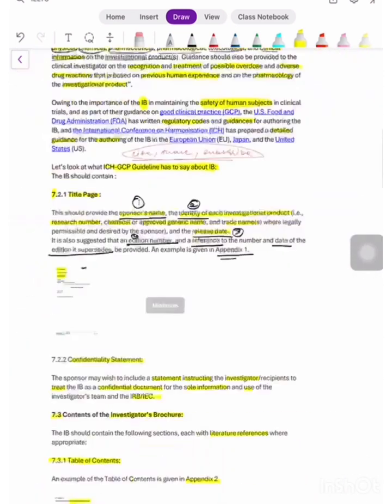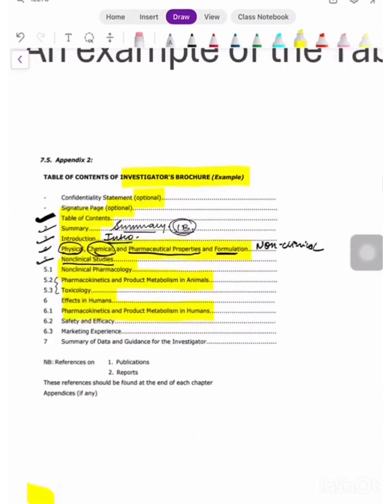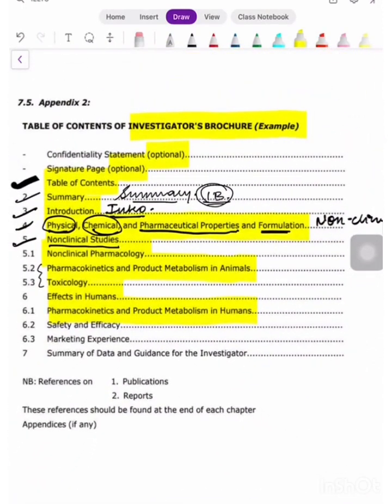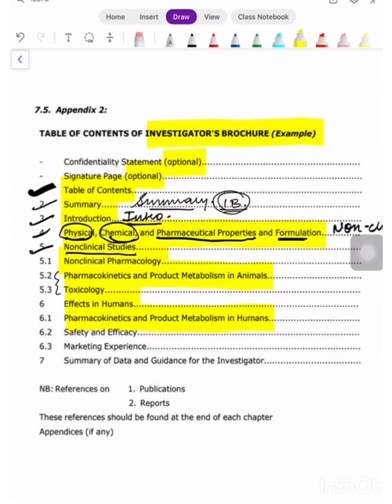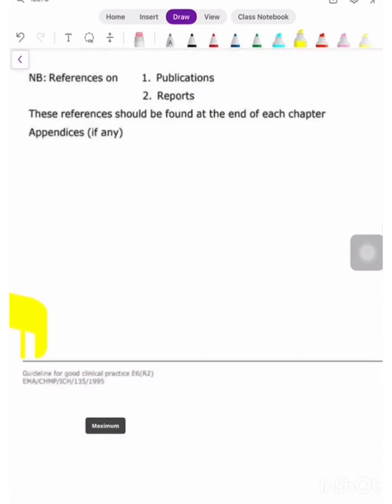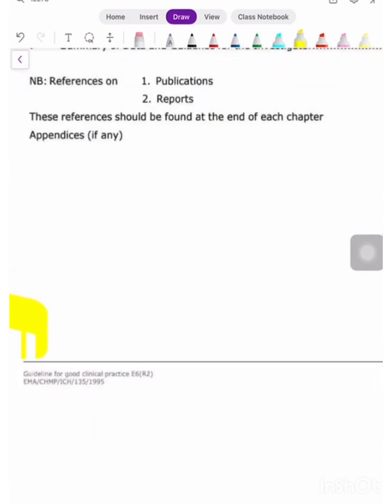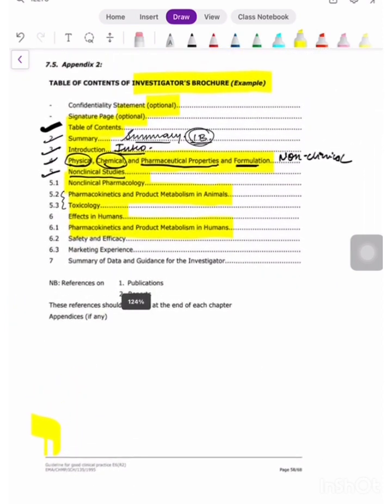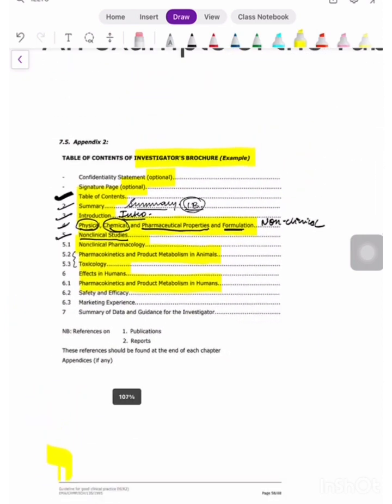So that is what is written here. See, physical, chemical, pharmaceutical, pharmacological, toxicological, pharmacokinetics, product metabolism, all this data accounts for the safety and efficacy. All this is written, a summary is written in the summary of data and guidance for the investigator. So this is what we were talking about earlier. So this is overall the appendix given in ICH. You can find here ICH GCP E6 R2 guideline, and it talks about what is all there in the table of contents. Now we'll look at it individually.